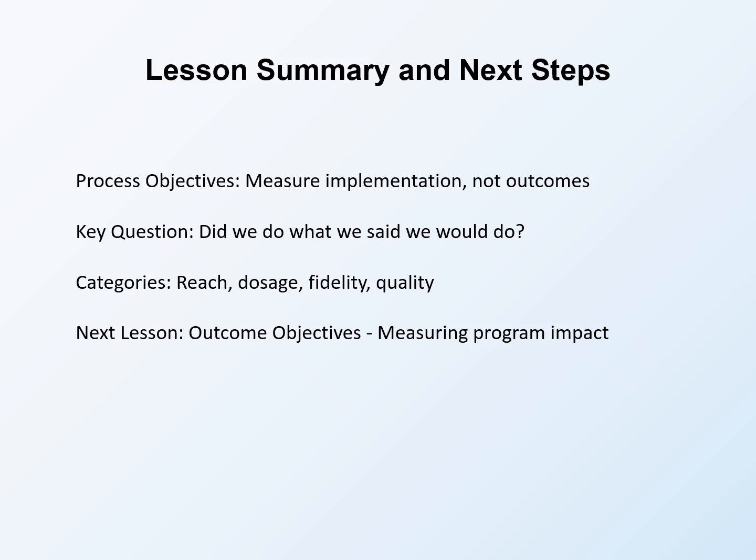Process objectives measure implementation rather than outcomes. They track what you do, not what changes as a result. The key question process objectives answer is whether you did what you said you would do. This accountability matters to funders and enables troubleshooting. Categories of process objectives include reach, dosage, fidelity, and quality. Each dimension of implementation can be measured and tracked. In our next lesson, we will explore outcome objectives, focusing on measuring program impact. Outcome objectives track the changes that result from your program activities.